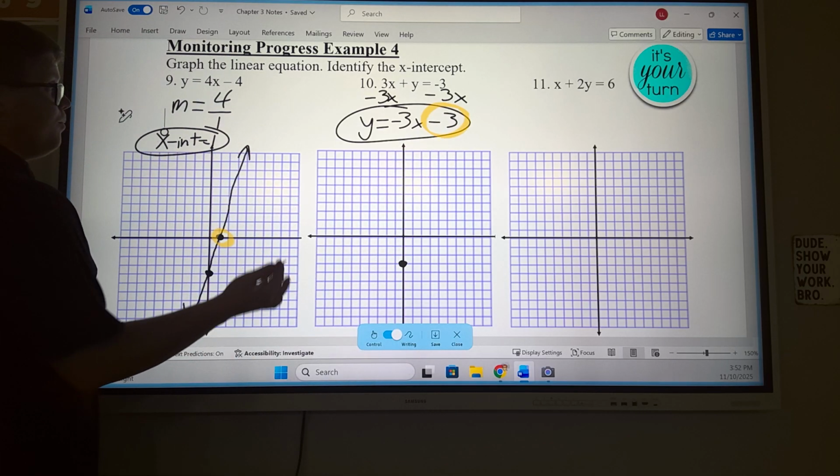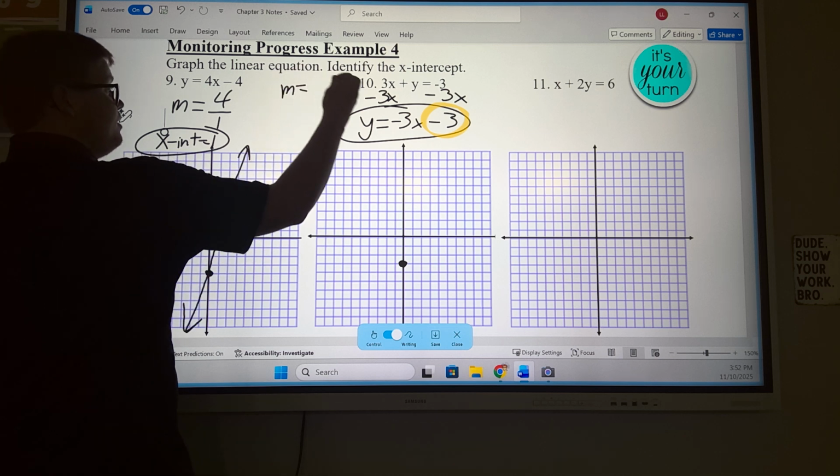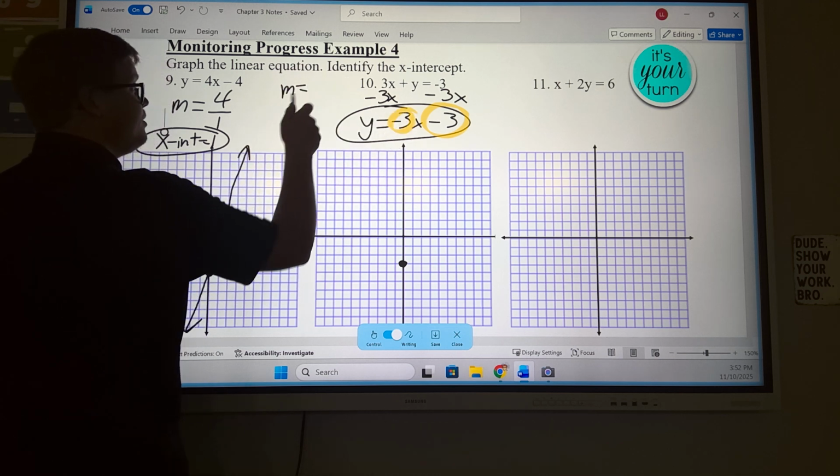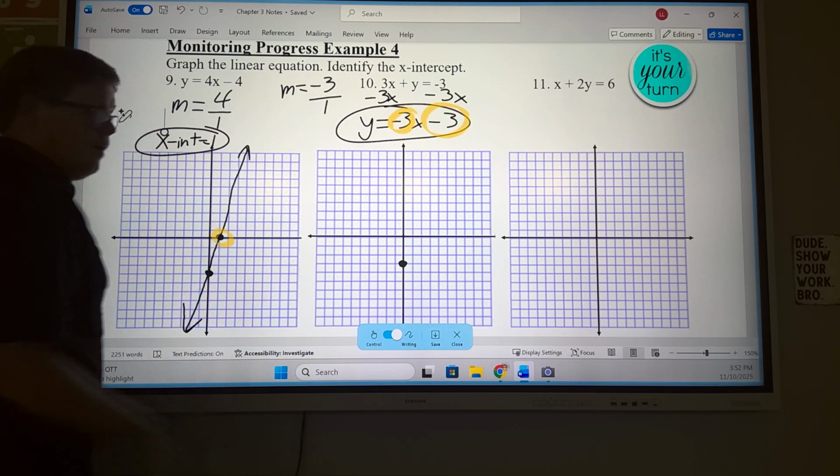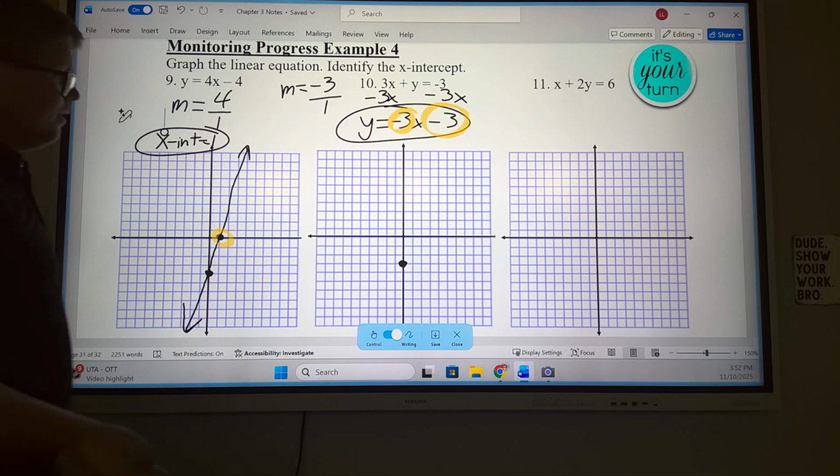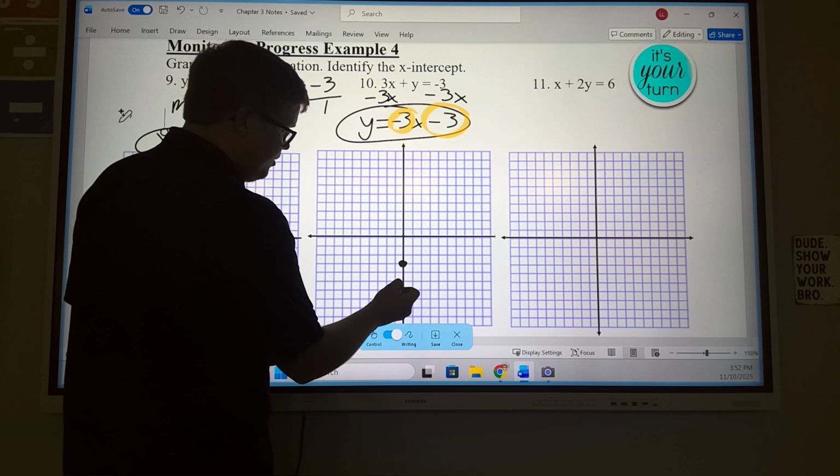Okay, our slope is always next to the x, which is -3. And we put all whole numbers over 1 when we're graphing slope. So from here, we can go down 3, 1, 2, 3, and over 1.